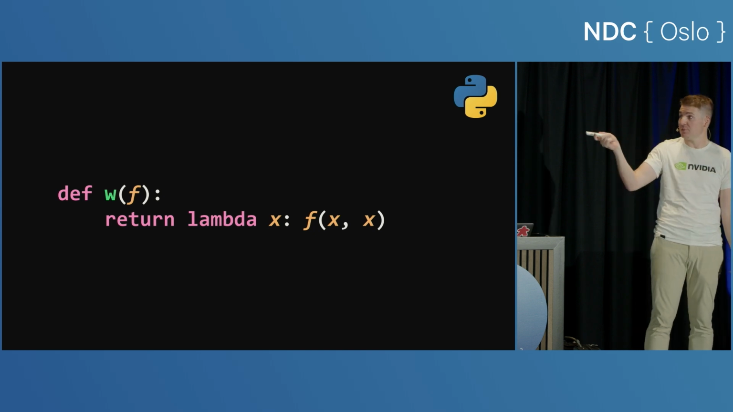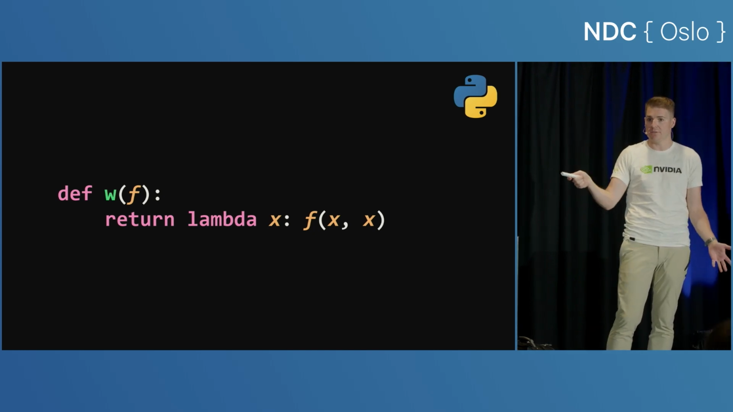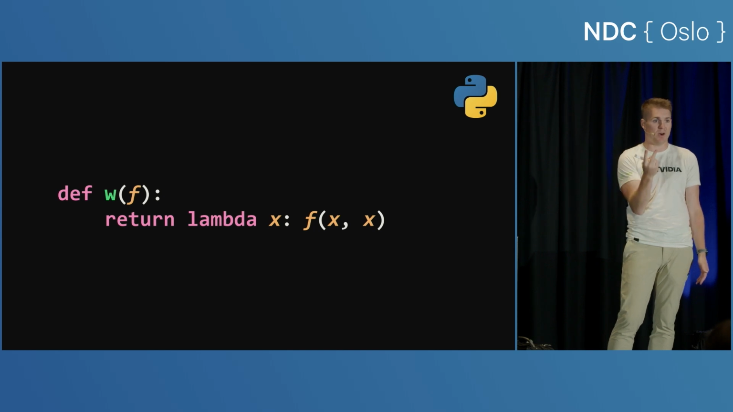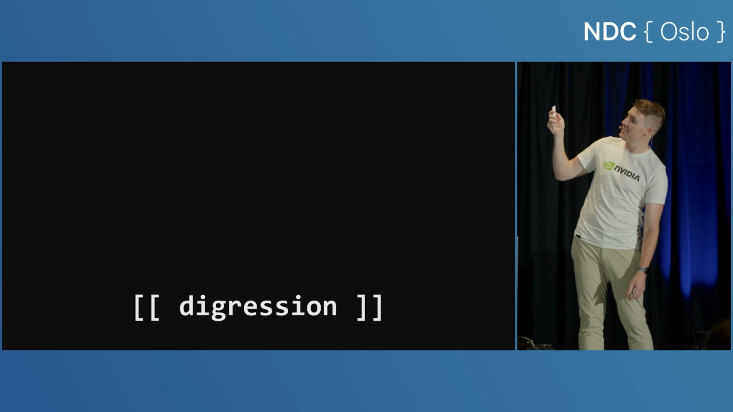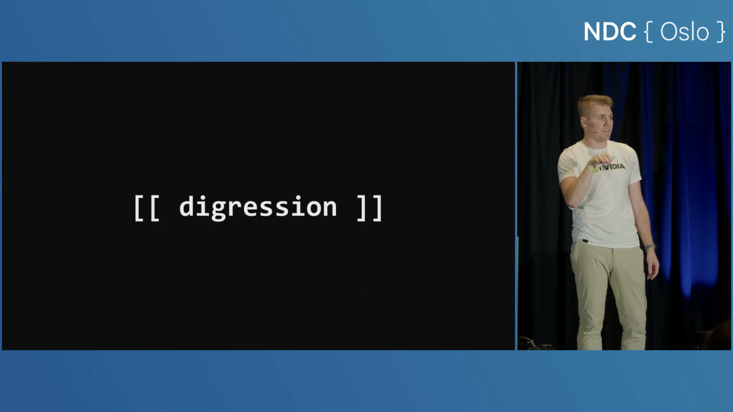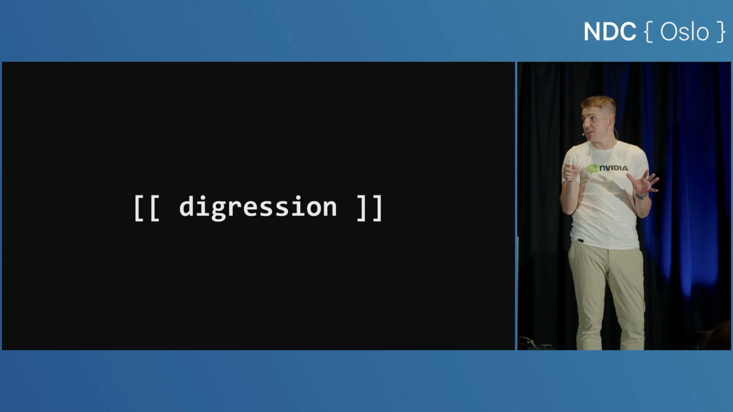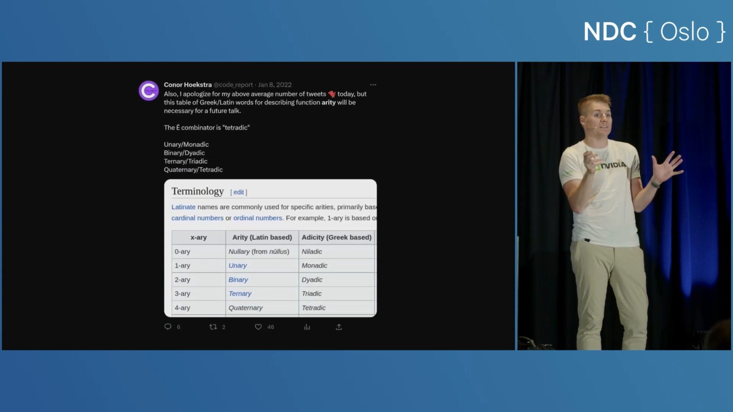If you pass plus to the W combinator, that now becomes a function that you could call double, because it's passing the same argument twice, so you're just doubling whatever number that's given. So here is, I believe, a small digression, which is that you're going to hear me use the words binary and unary, and then also sometimes I will interchange between monadic and dyadic. And this has nothing to do with monads.